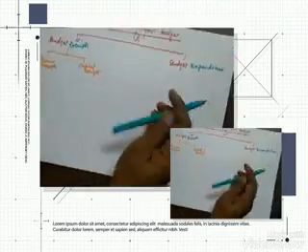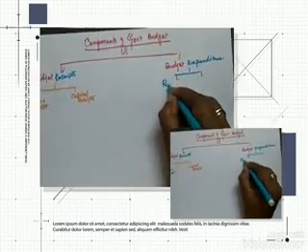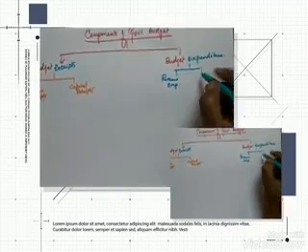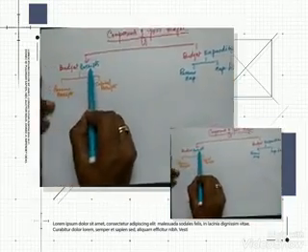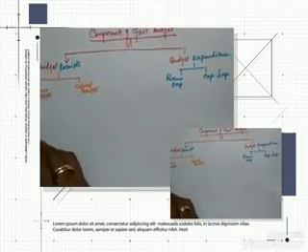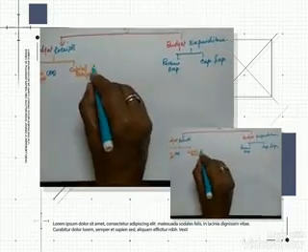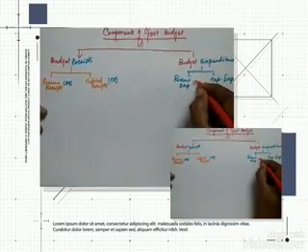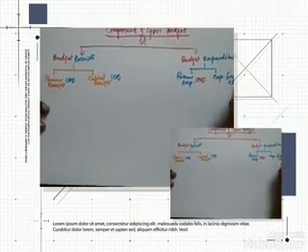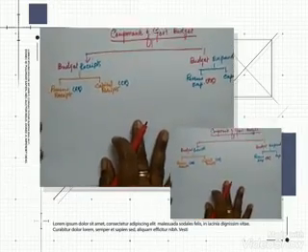In the same way, the budget expenditure is divided into revenue expenditure and capital expenditure. See, budget receipts, budget income, budget revenue is classified into revenue receipts (RR) and capital receipts (CR). In the same way, budget expenditure is classified into revenue expenditure and capital expenditure. Is it clear? Okay.